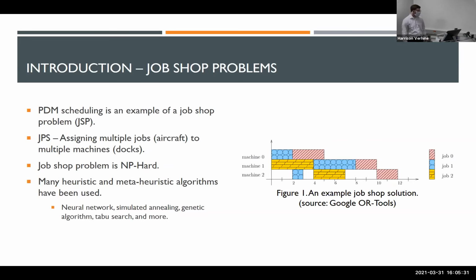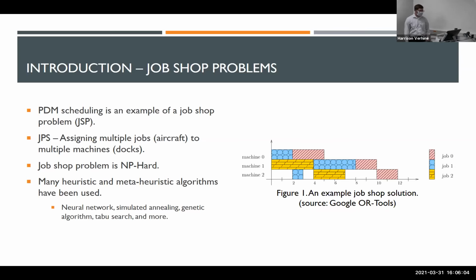So for a bit of background, PDM scheduling is an example of a job shop problem. It's a type of combinatoric optimization problem that involves assigning multiple jobs to multiple machines. In the context of PDM, aircraft take the role of jobs, and maintenance docks take the role of machines. Job shop problems allow for jobs to have a required sequence of machines. For example, in figure 1, job 1 requires machine 0, machine 2, and machine 1 in that order.